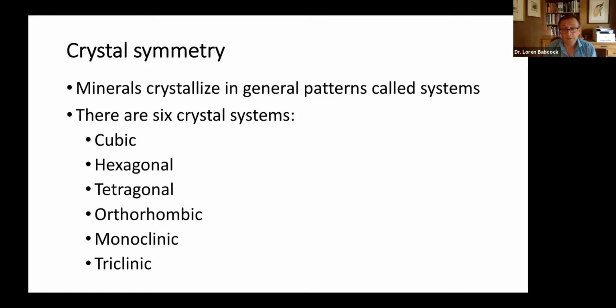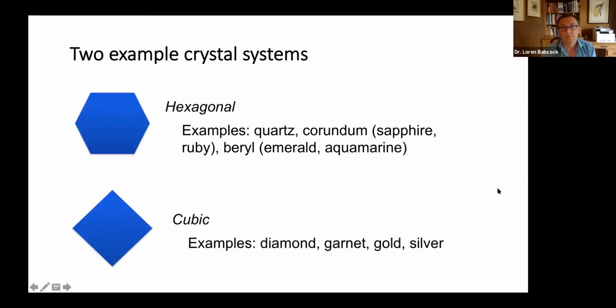Now, in a cut and polished gemstone, for example, it may not be so obvious as to what crystal system this stone has formed in, but there is sort of an easy way to determine roughly what system the stone may have crystallized in. And let me just give you a quick example here. Perhaps the two most important of the crystal systems are the hexagonal system and the cubic system.